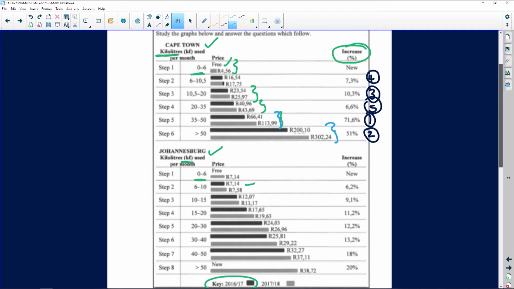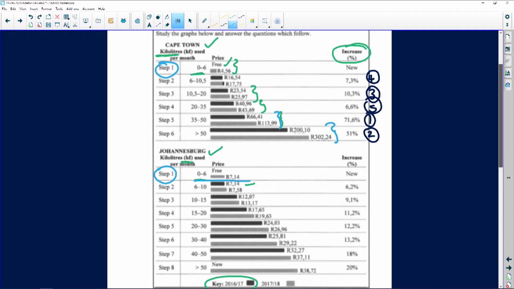Let's go and look at step 1, for instance. Step 1. So step 1 in the first one, it went from 3 to 4 Rand and 56. Step 1 in Johannesburg. Let's look at step 1 in Johannesburg. It went from 0 Rand to 7 Rand 14. So maybe my assumption is not correct.